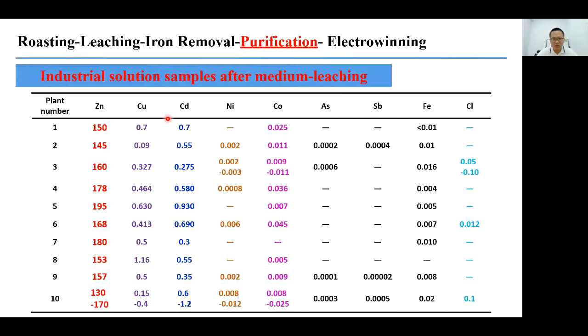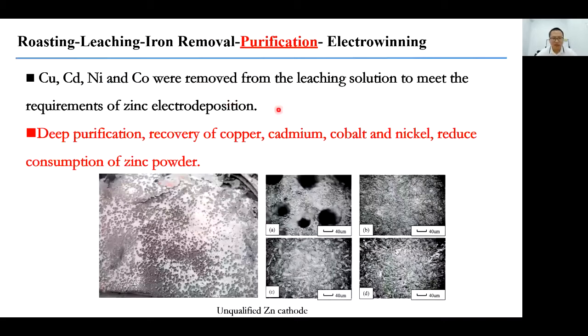Otherwise, we are losing those valuable metals. Simultaneously, we are, how to say, postponing the problems to the electrowinning process. So we should solve those purification problems in this part. Copper, cadmium, nickel, and cobalt are removed from the leaching solution to meet the electrowinning requirements, and also the recovery of those elements can be achieved here.